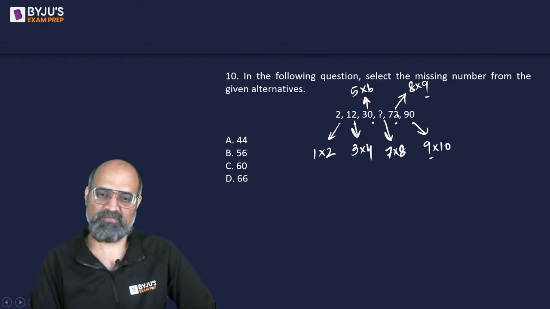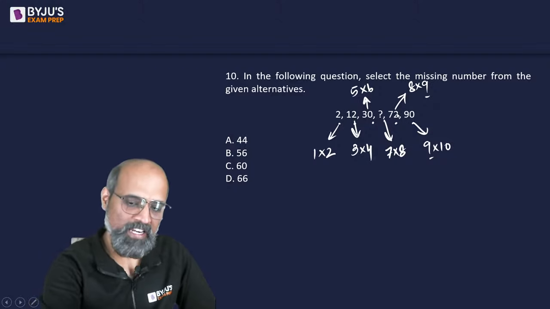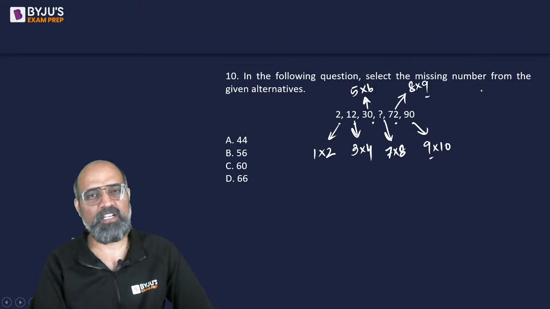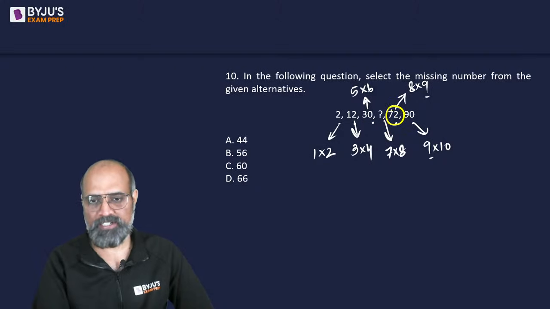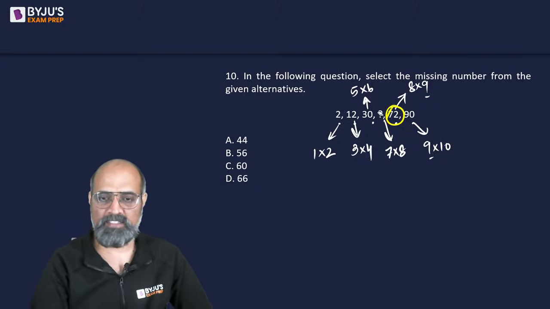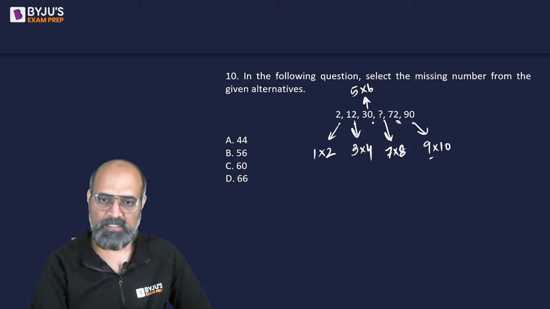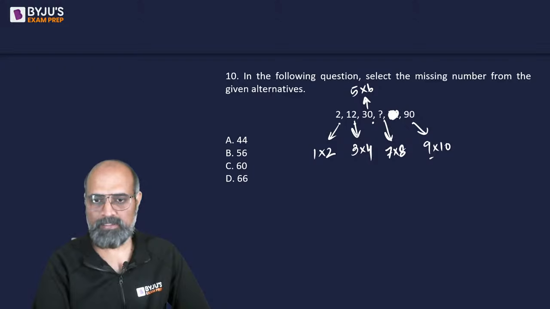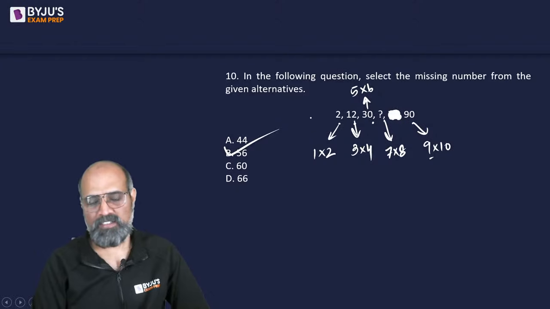72 is extra. It looks like something is wrong, right? Or maybe the next term should have been 90, and after 90 the next term should have been 132. That is 11 into 12. So 72 is creating a problem here. So actually if we erase this, this one will make sense, right? And since we have 56, it makes sense.